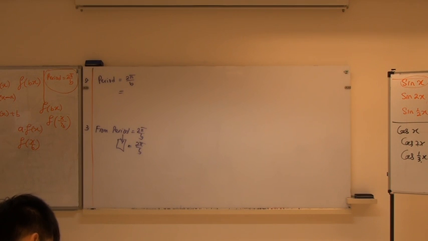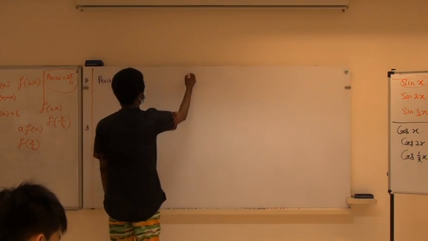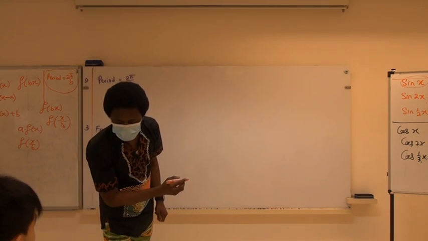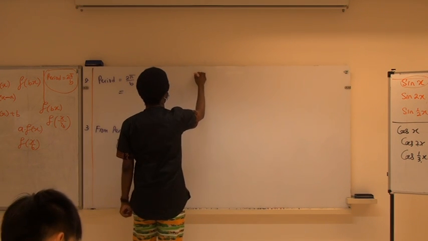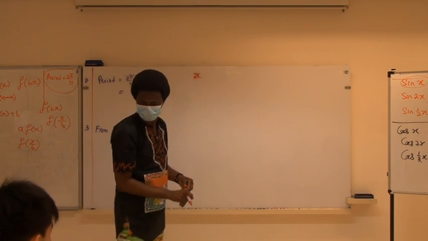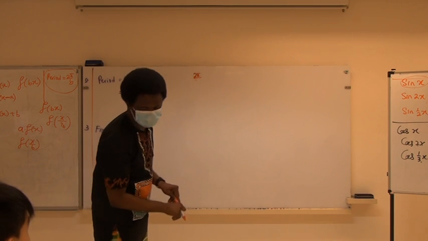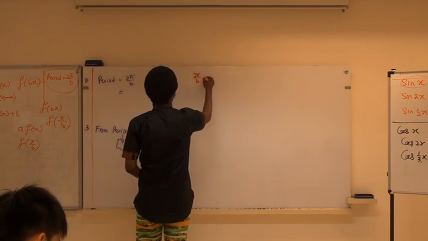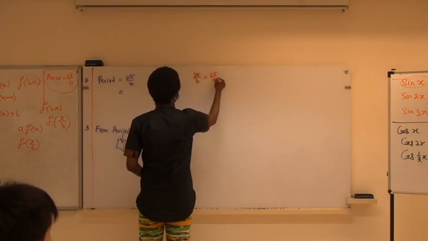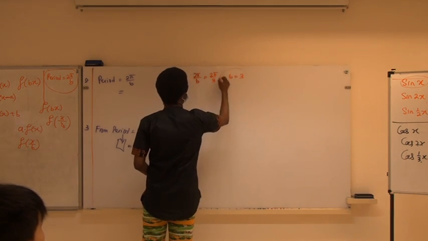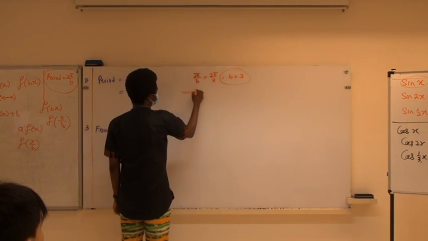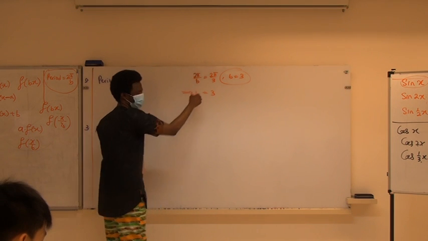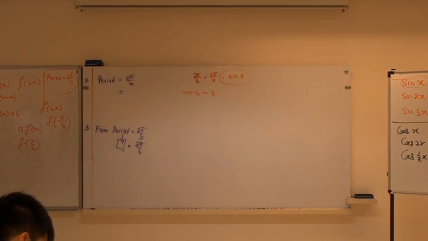You don't understand? If you write, you wrote 2 pi over what? Over b equals 2 power 2 pi over b equals 2 pi over 3. Then you wrote here b is equal to 3. I don't want this here. It implies, come to the next line. This means this. Don't write on the same line.